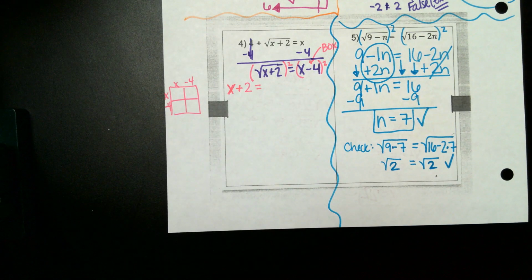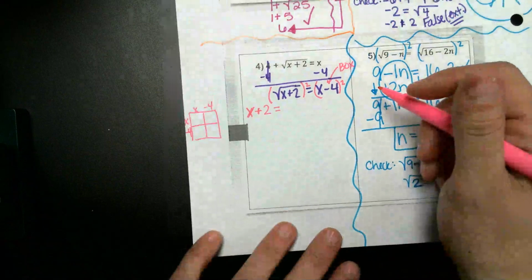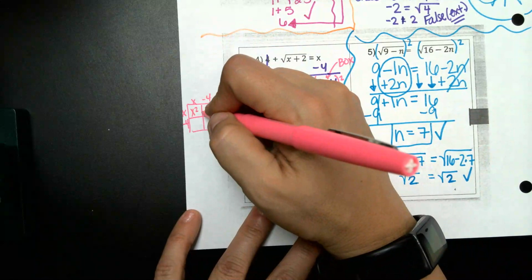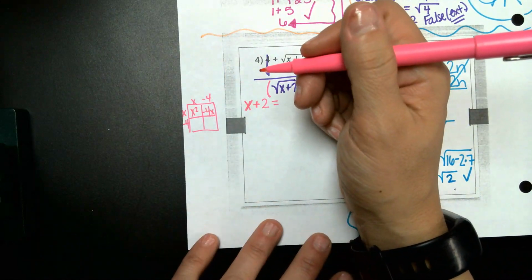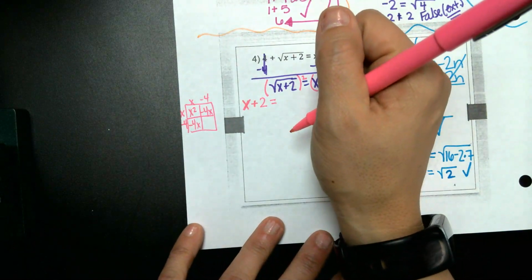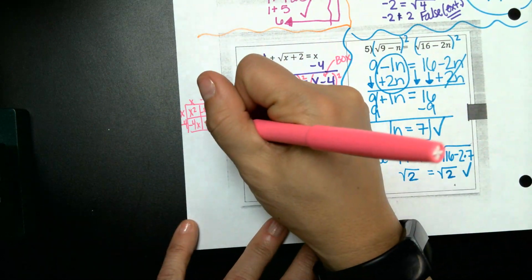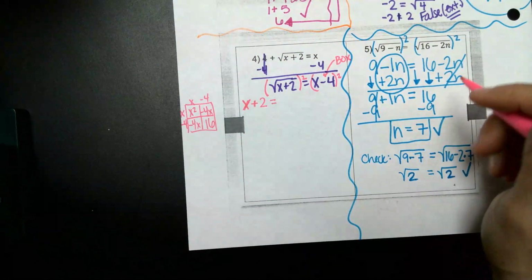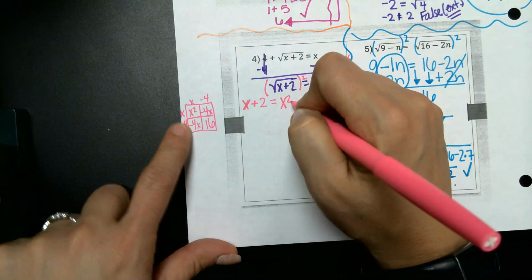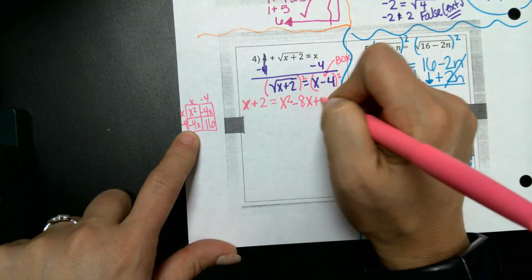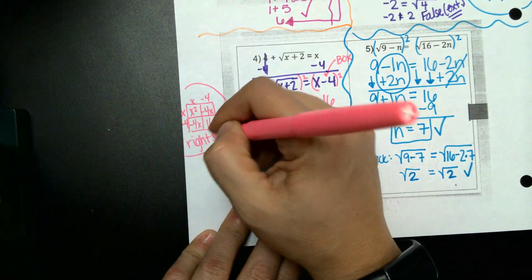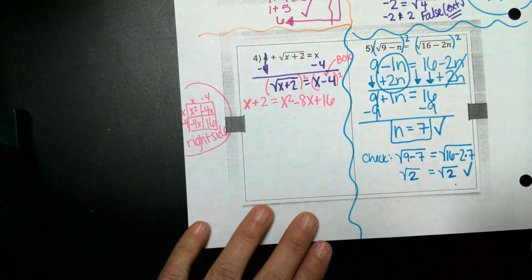So x times x, it's x squared. And then x times -4, -4x. And then negative 4 times x is negative 4x. Negative 4 times negative 4, positive 16. So it looks like this time we end up with x squared minus 8x plus 16. So this was the right side of the equation.